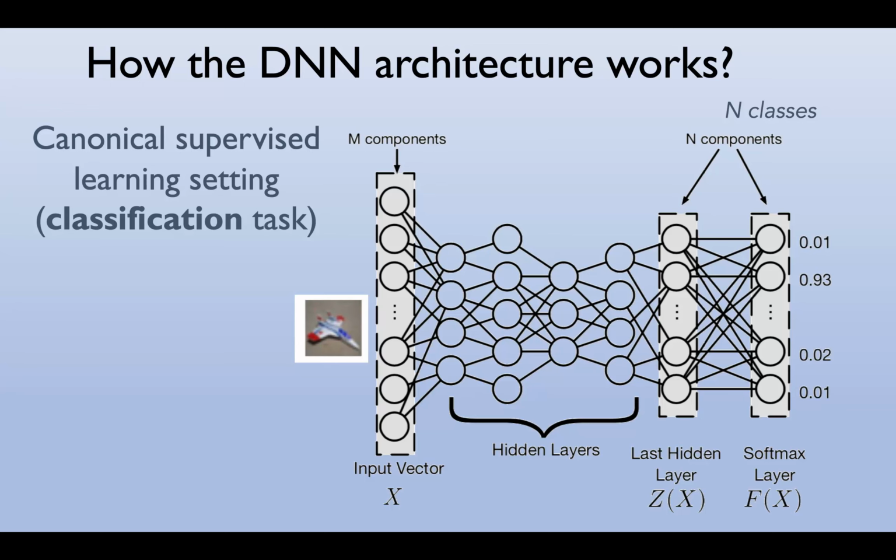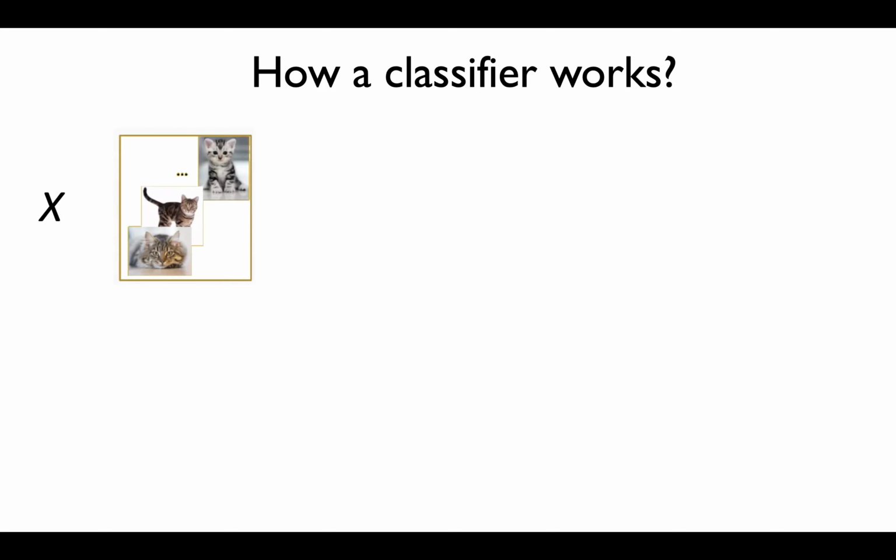Like we see here, the output of the softmax layer, when all of that is added up, you get it equal to 1, which is the definition of a probability distribution. So let's see how a classifier works.